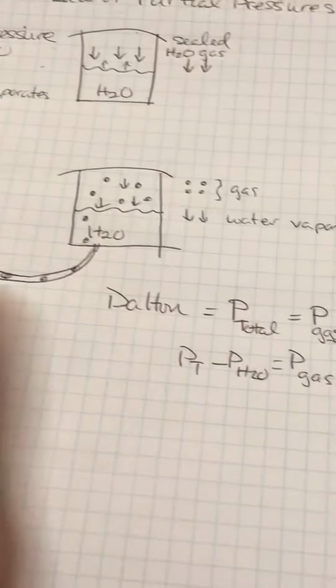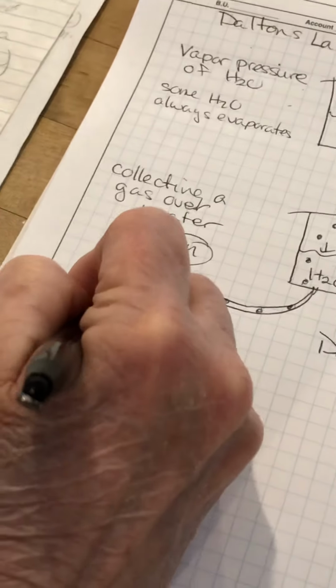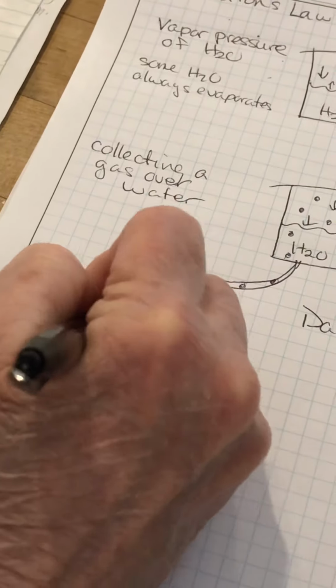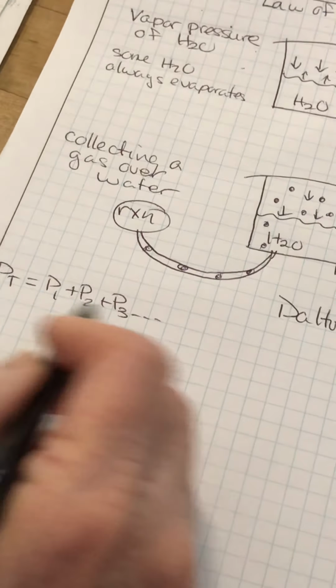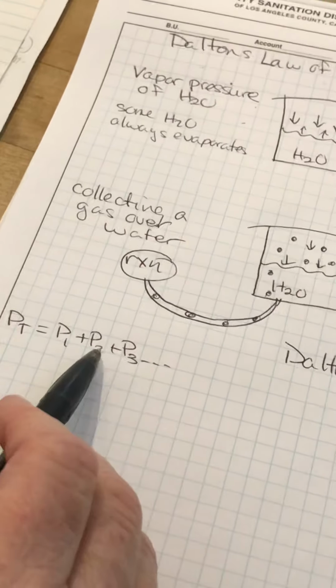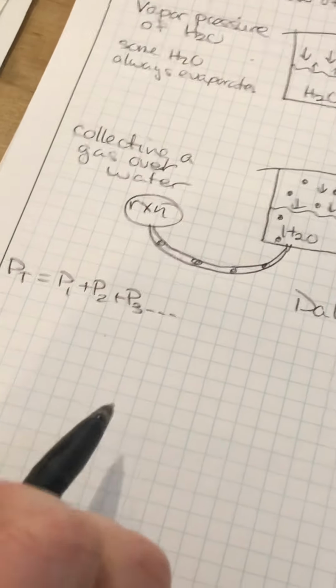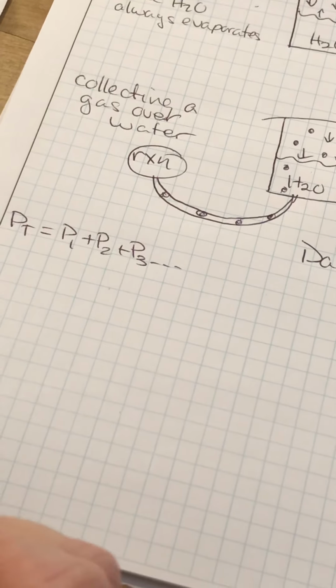But the formal statement of Dalton's law is just that P total equals pressure 1 plus pressure 2 plus pressure 3, and so on, as many pressures as you have. So if you had a mixture of 5 gases in a container, each pressure is independent of the other. If you know 4 of the 5 gas pressures, you can solve for the 5th.